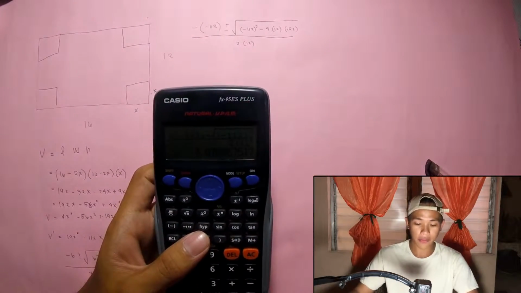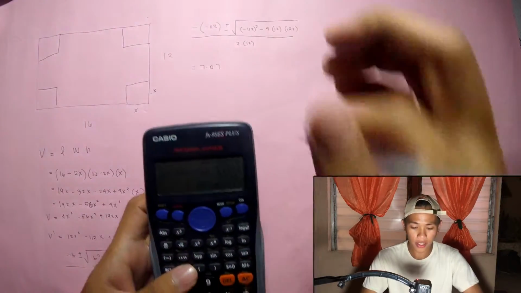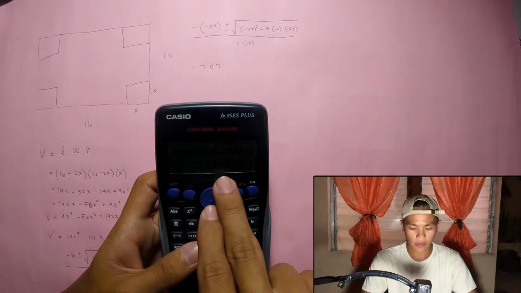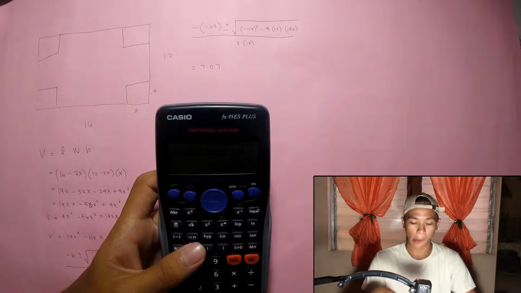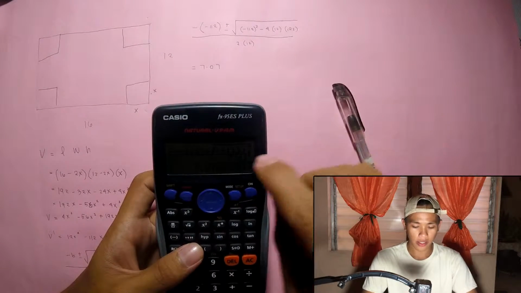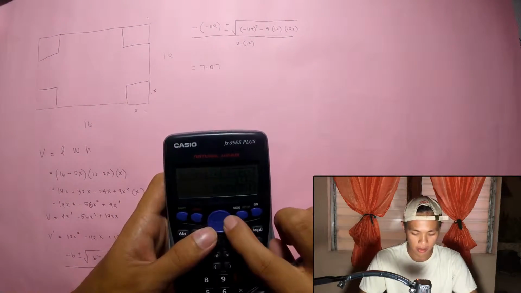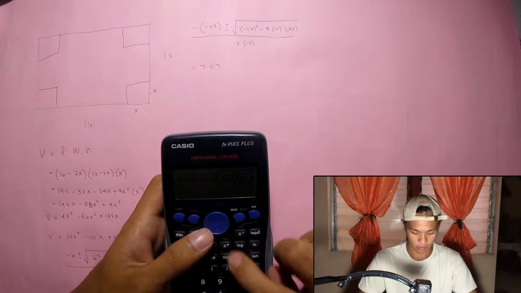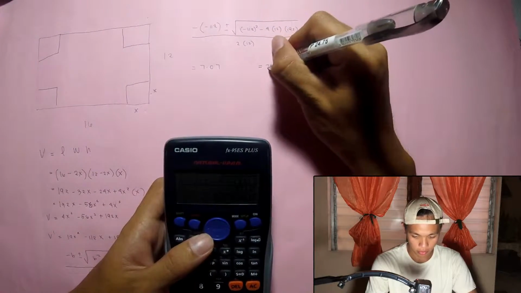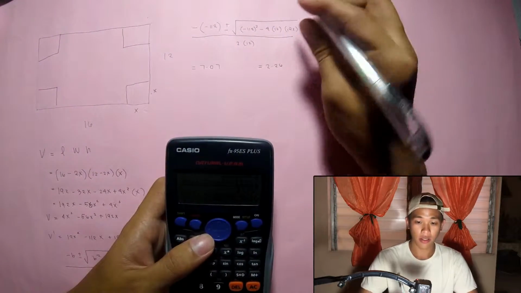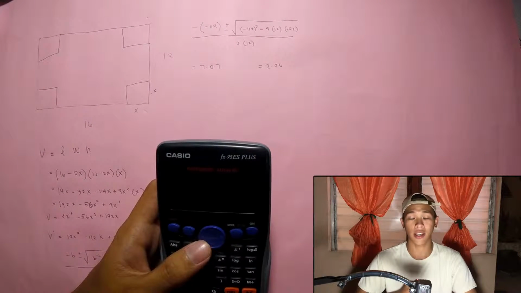Okay, so we now have the answer, which is 7.07. For this one, there are 1, 2, 3, 4, 5, 6, 7, 8, 9 decimal places. For this problem, we will be using only 2. Now let us change this sign into the minus sign. So we have 2.26. So right now, there are two answers. There are two values for x.